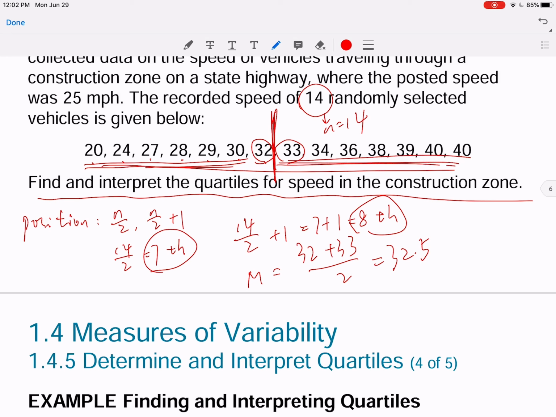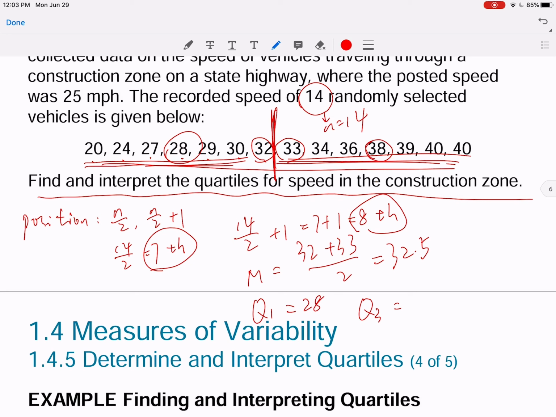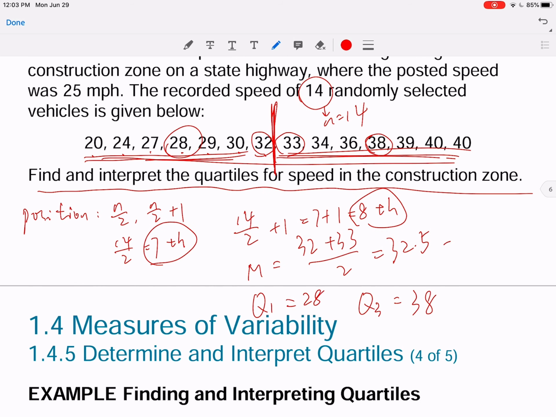We know Q1 is the median of the first half. We have 7 numbers over here, so the median of the first 7 would be 28, because this is the number in the middle. So Q1 is equal to 28. Then Q3 would be the median of the second half, which is this number over here, the number in the middle, 38. And that's how we find Q1, Q2, and Q3. Of course, the median is Q2 as well.